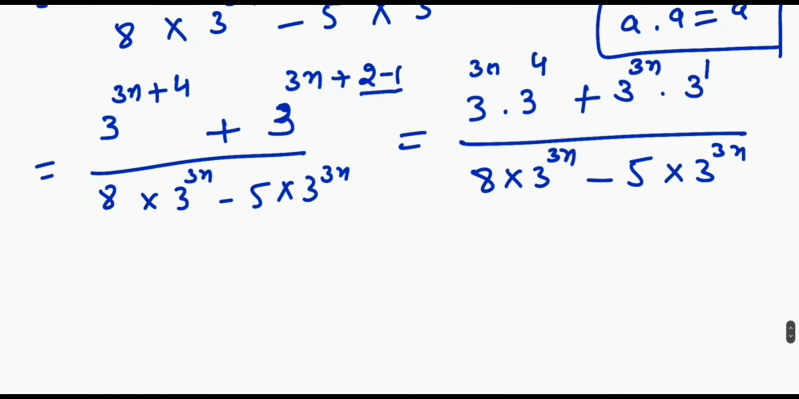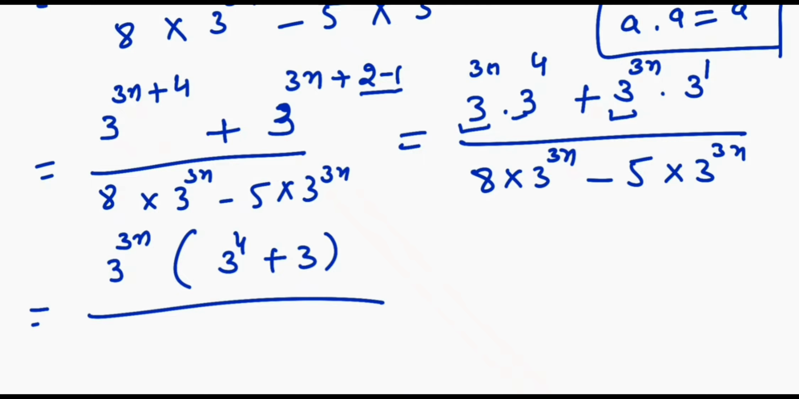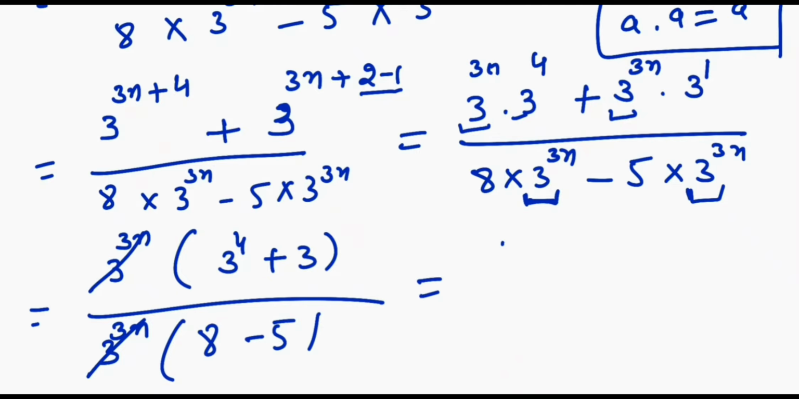So next step will be, because here 3n, here also 3n, I can take it out. This is common. So I will be left with 3 raised to power 4 plus 3. And here the same 3n is common in both. So I can take this 3n out. I will be left with 8 minus 5. So this will get cancelled with this. So I will get 3 raised to power 4 plus 3 divided by 8 minus 5, which is equal to 3.